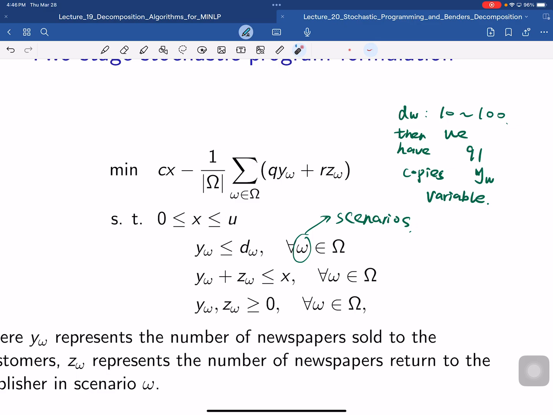For this newsvendor problem, it doesn't really matter. You have a single y and a single z variable per scenario. If you have a large problem, the problem can be quite large, yes.